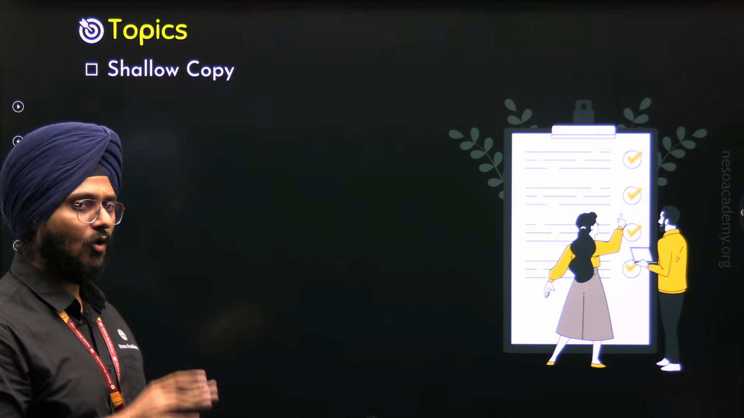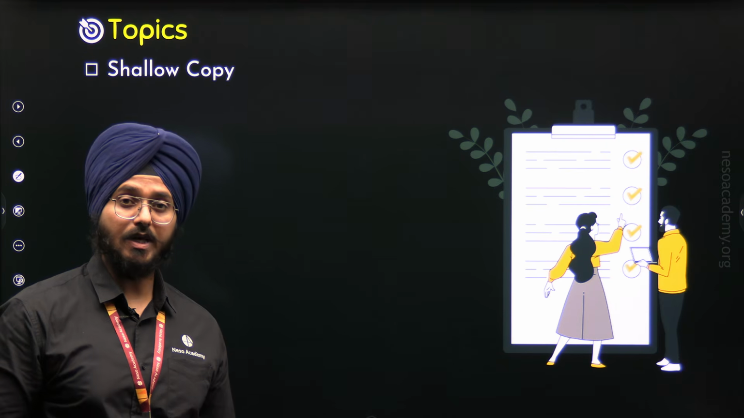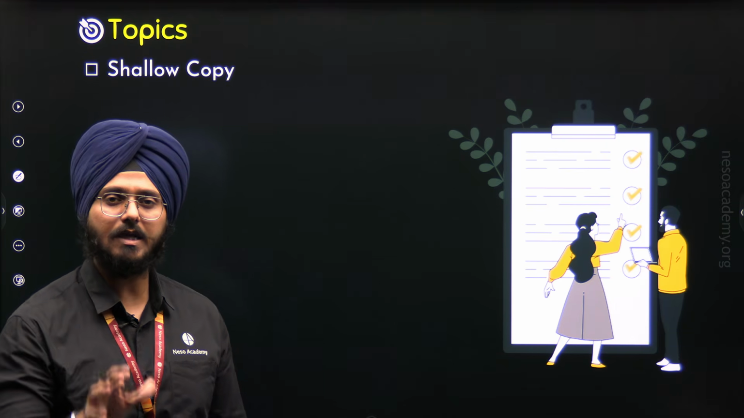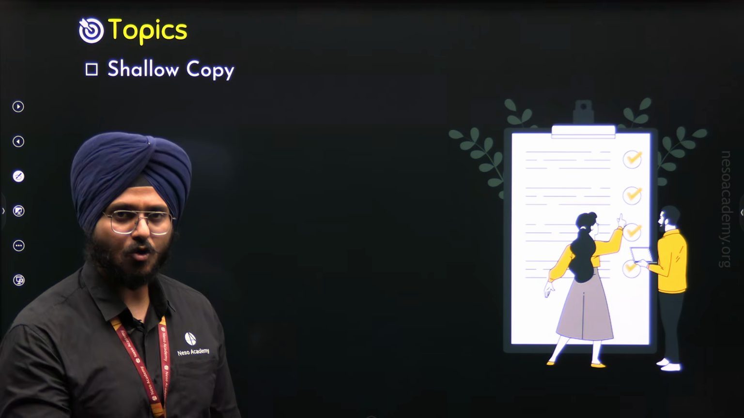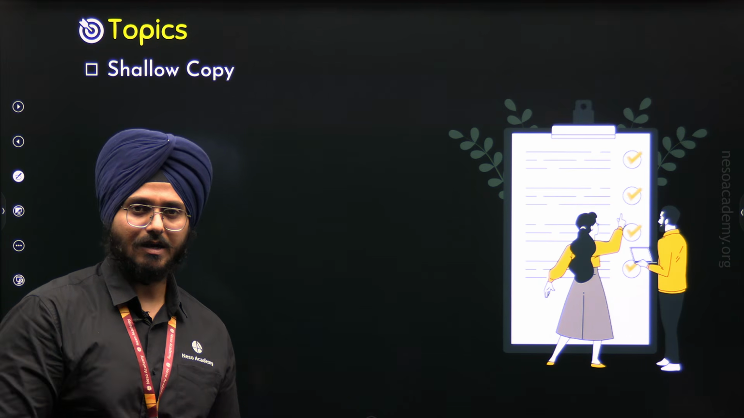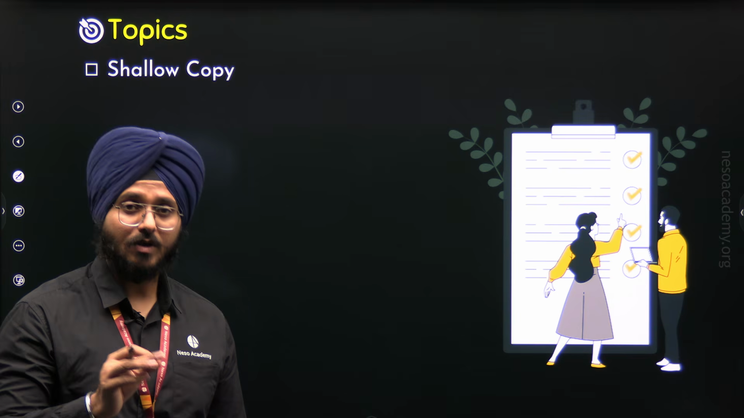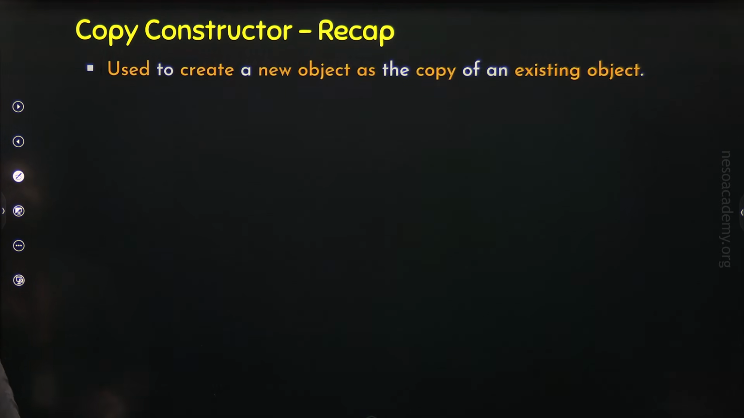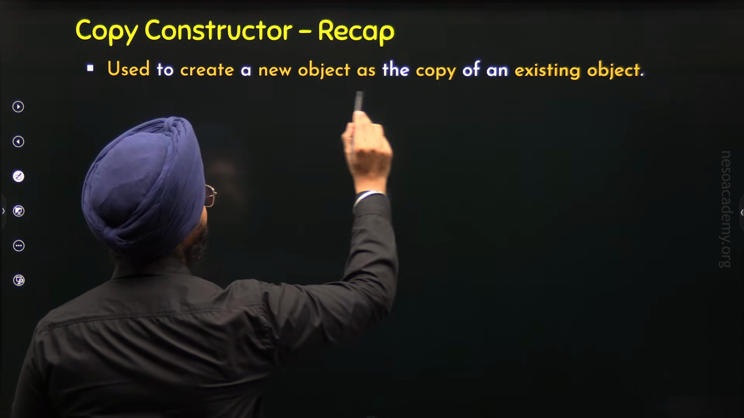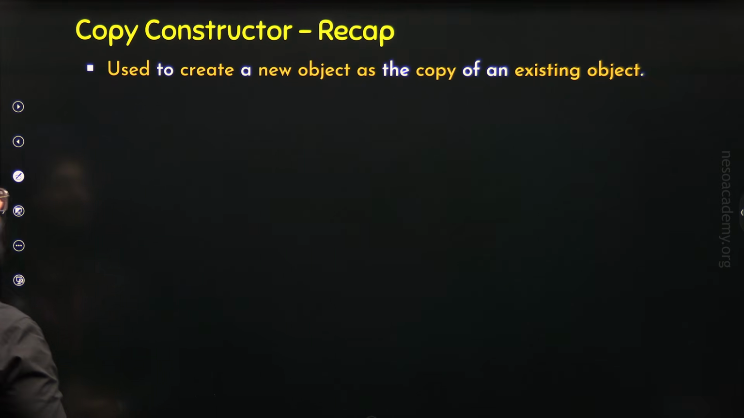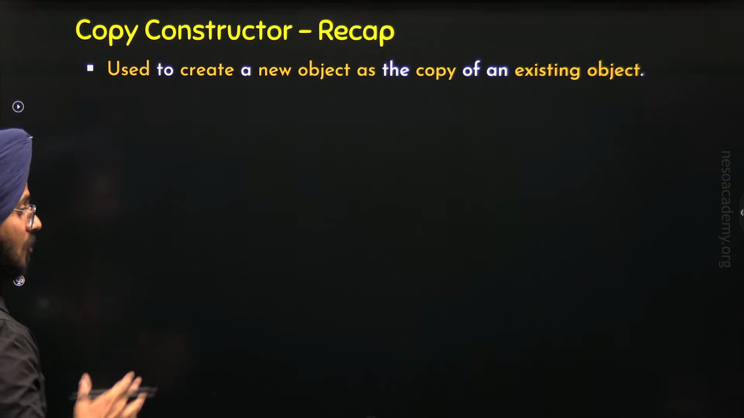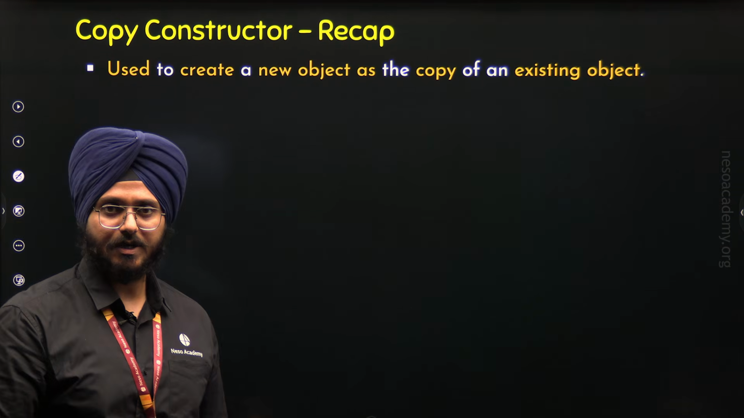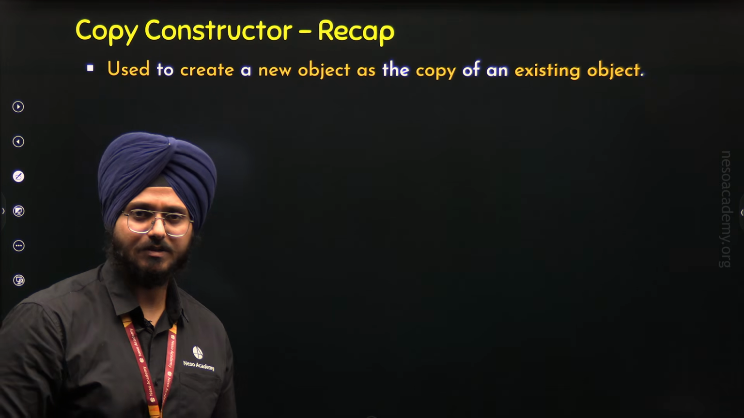Before understanding shallow copy in details, first we need to recall the concept of copy constructor because we will use copy constructor to properly understand shallow copy. So now let's recall copy constructor. Here is the quick recap of copy constructor. Copy constructor is used to create a new object as the copy of an existing object. With the help of copy constructor, we can define a new object as the copy of the existing object. That is why it is called copy constructor.